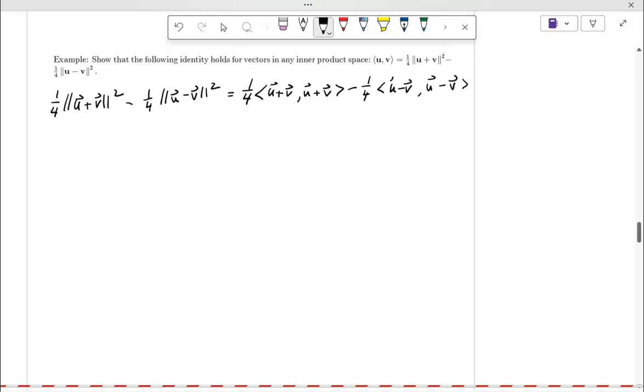And again, another way to rewrite the inner product with itself, or excuse me, the magnitude squared, is the inner product with itself. Because now what do you think we can do now that we have these written as inner products? Distribute, right?